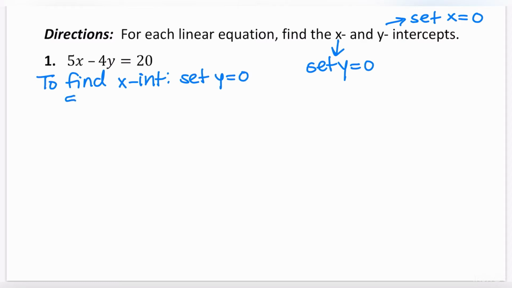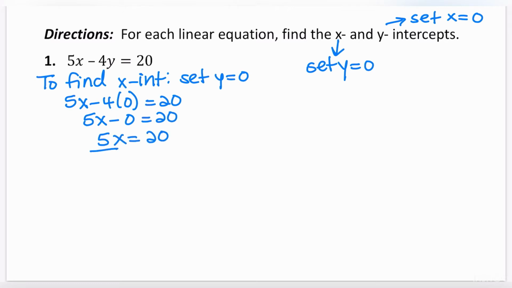So I'm going to have 5x minus 4 times 0 is equal to 20. So that means 5x minus 0 equals 20. So 5x is equal to 20. And if I divide both sides by 5, I get x is equal to 4. That means that the x-intercept is going to be the point 4, 0.